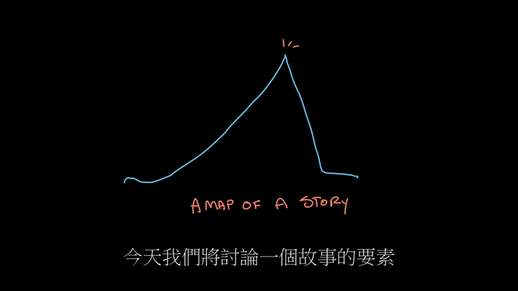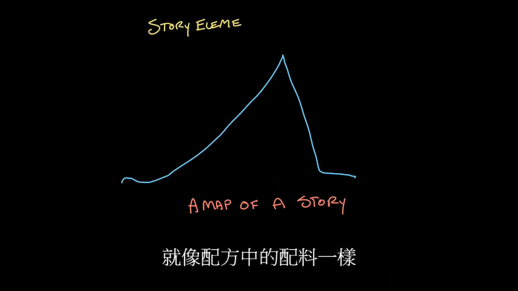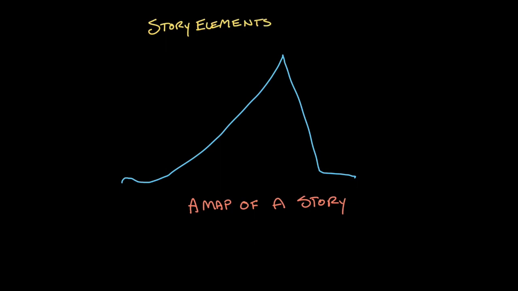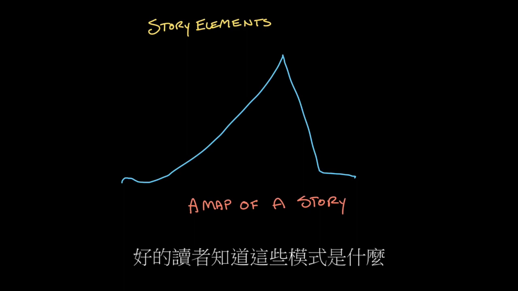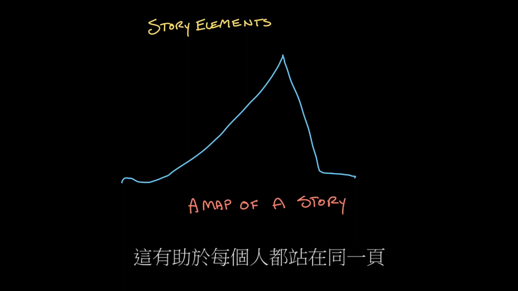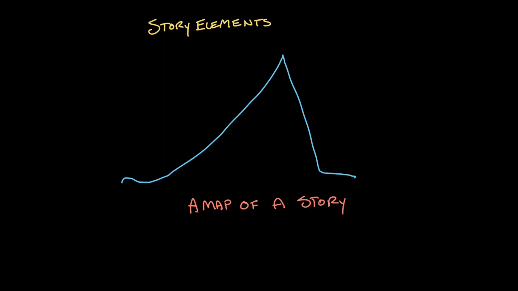Today we're going to talk about the elements of a story, or the parts that make it up, like ingredients in a recipe. Many stories follow a similar pattern. Good readers know what these patterns are and can talk about them using the right terms, and this helps everyone be on the same page, so to speak, when you discuss or write about the stories you read. I'm about to drop a lot of vocabulary on you, so brace yourselves.